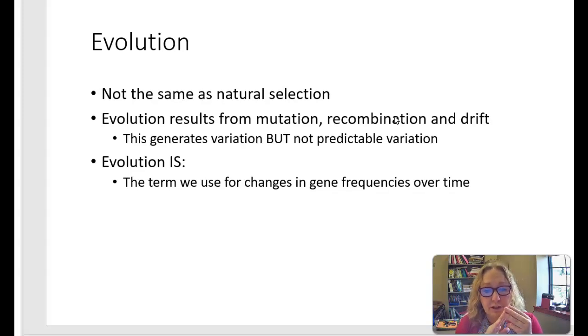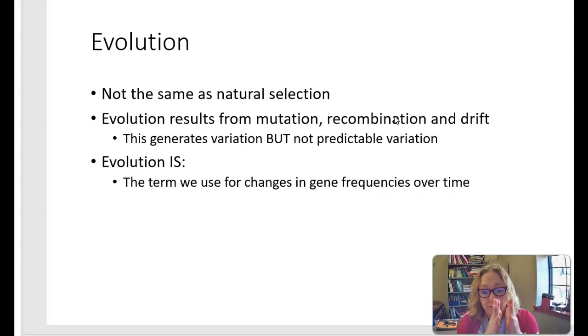This generates variation, right? You get variations. But this is not predictable. This is a random mutation. Evolution is the term we use for changes in gene frequencies over time. So it results from a mutation. The mutation we can't predict.